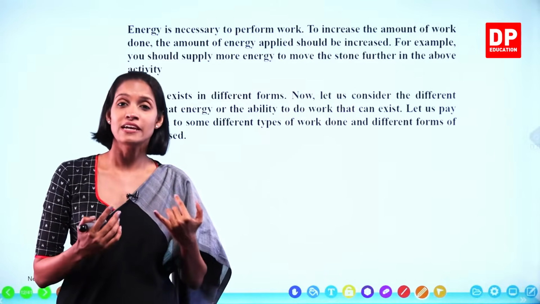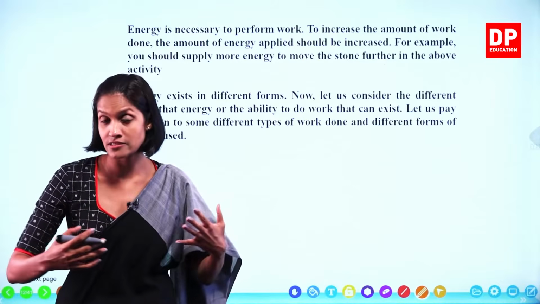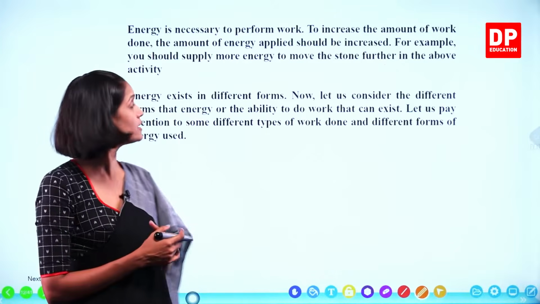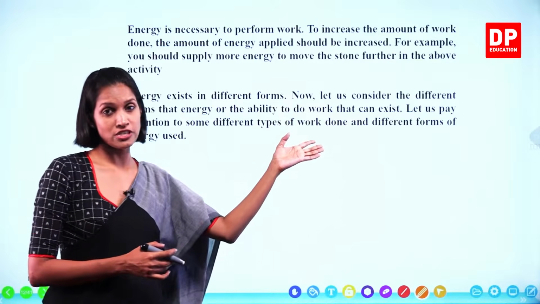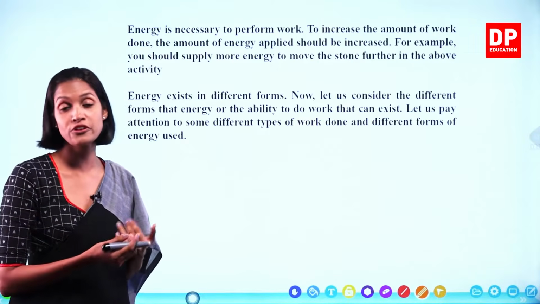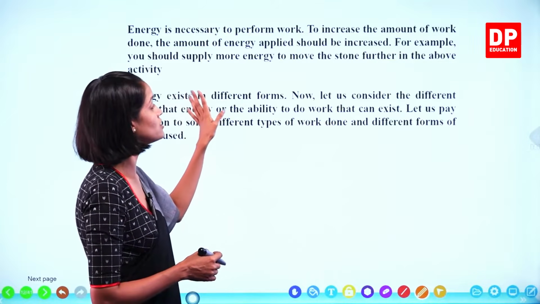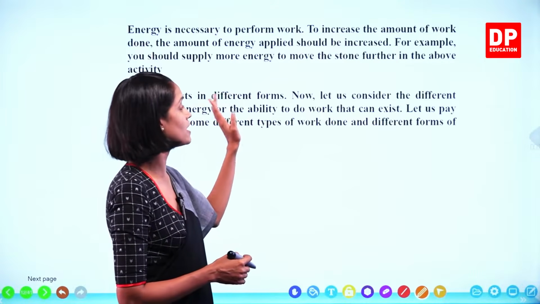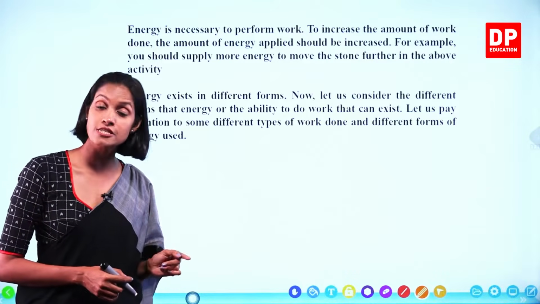Now what is energy again? Last year we learned energy is also a part of the environment, right? It's a certain type of thing around us, right? There are different forms of energy, right? So energy exists in different forms. Now in the next activity, we are going to consider what these different types of forms are and what happens when we use different types of energy, okay? Now let us consider the different forms that energy, or the ability to do work, can exist in. Let us pay attention to some different types of work done and different forms of energy used. So for this one, we are going to do a very interesting activity, right?